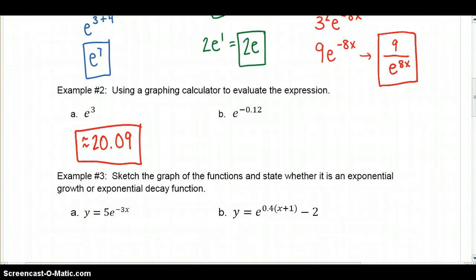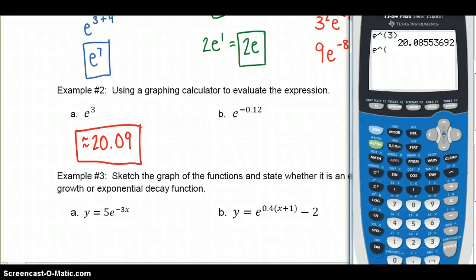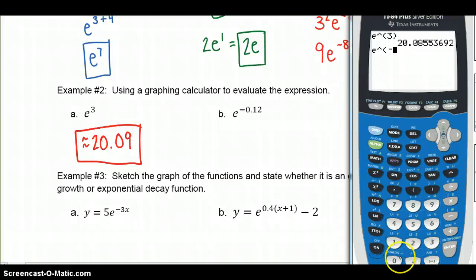Alright, same idea for letter B. E to the negative 0.12. So again, e is second ln. Now I've got, oops, can't see that negative very well. There we go. Negative 0.12. Close those parentheses, press enter, and again, approximate answer. So approximately 0.89.